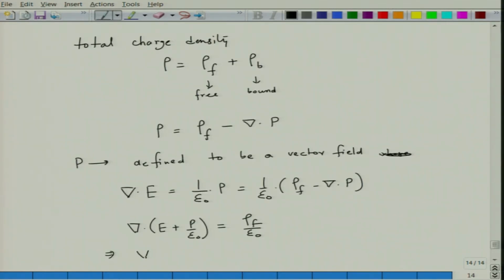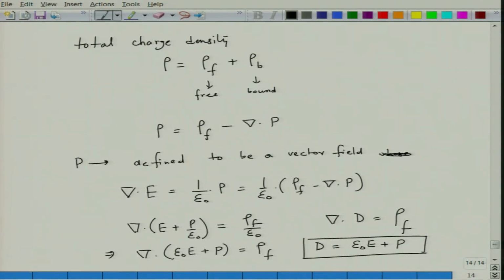Alternatively you can say del dot (epsilon naught E plus P) is equal to rho F, and this is what the original definition is. We said that del dot D is equal to rho F. So basically it means that D is equal to epsilon naught E plus P. This is what we wanted to prove, that the dielectric displacement is equal to epsilon naught E plus the polarization, which is because of bound charges in the material.